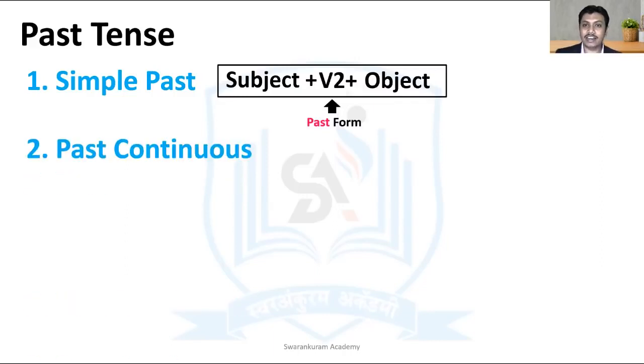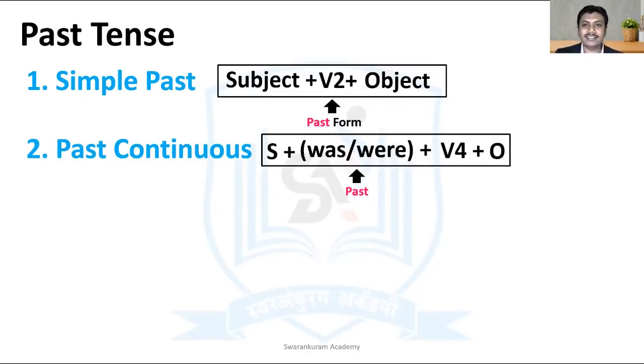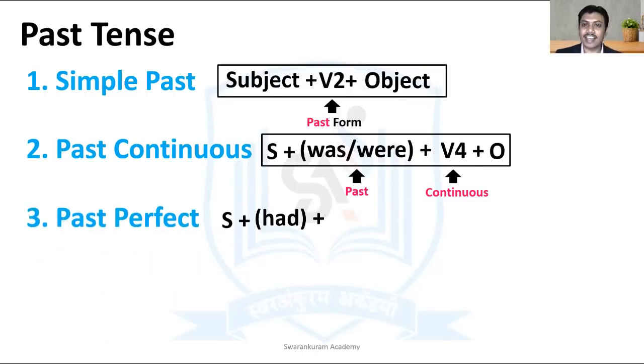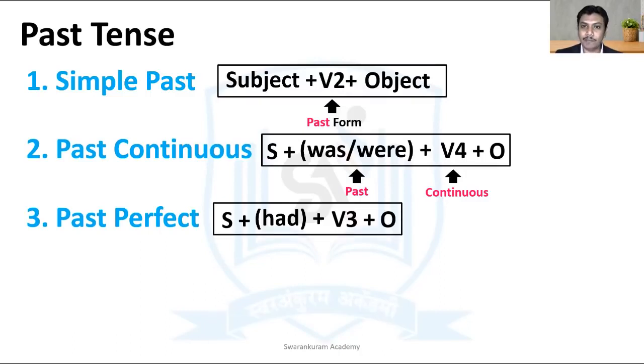Now see, past continuous. I will use the subject, I will use was or were, I will use V4, and I will end the statement with the object, and it will become past continuous. What was the present continuous structure? It was am, is, are only. Let's try to understand past perfect. We will use the subject, then had, then V3, then the object, and it will become past perfect. In present perfect, we use has or have. In past perfect, we use had.